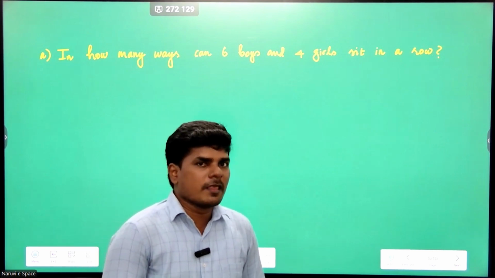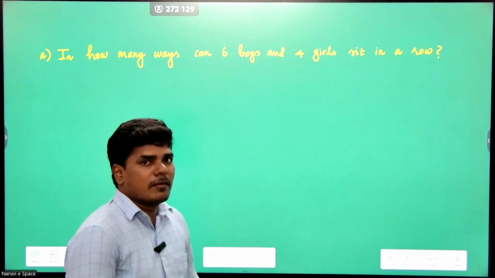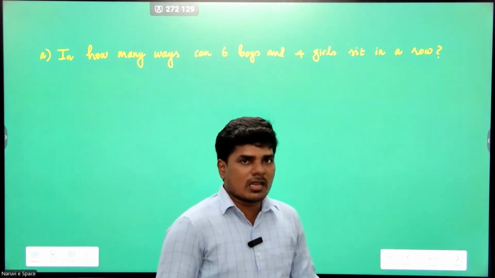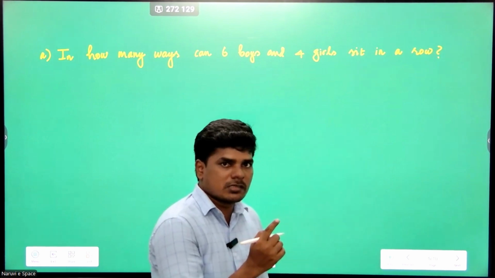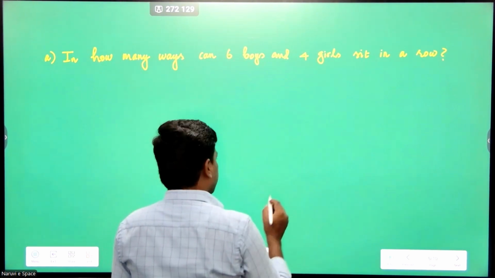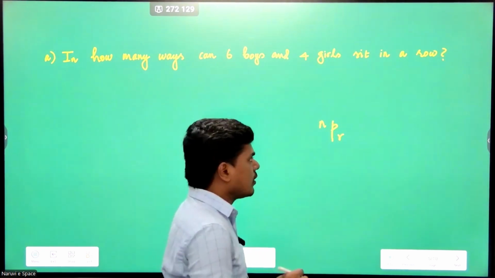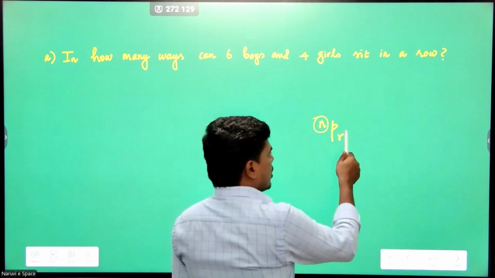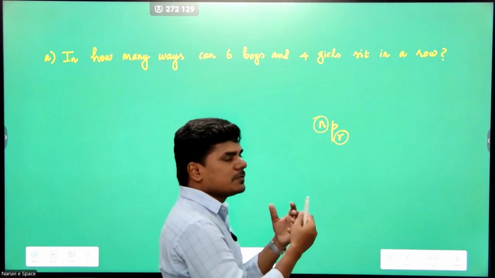Hello students. So in this video we'll see the question based on permutations. I have already recalled in the class that permutation means number of arrangements. I have explained this formula also, that is nPr. Out of n objects, if we take r objects at a time, how many arrangements we can make.